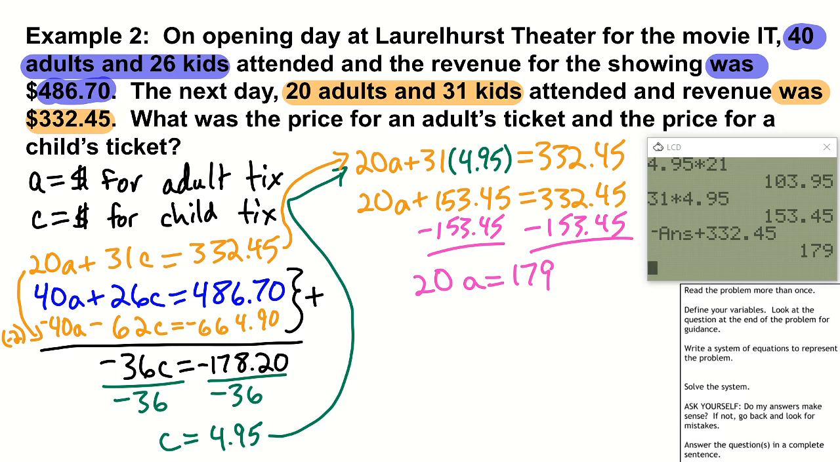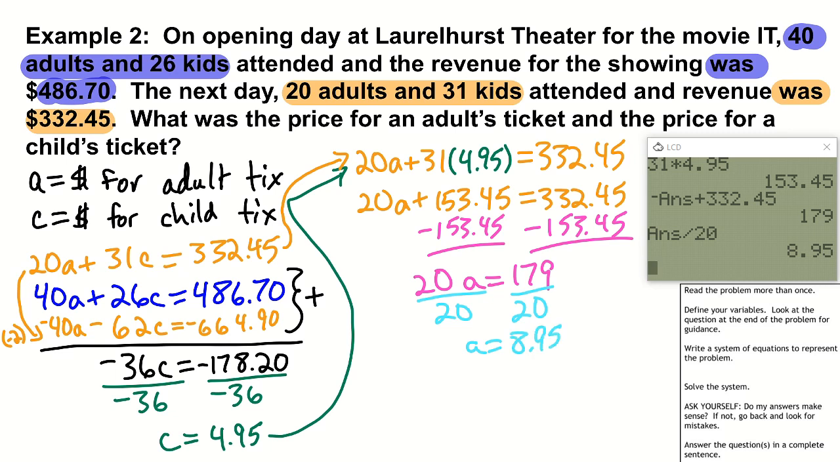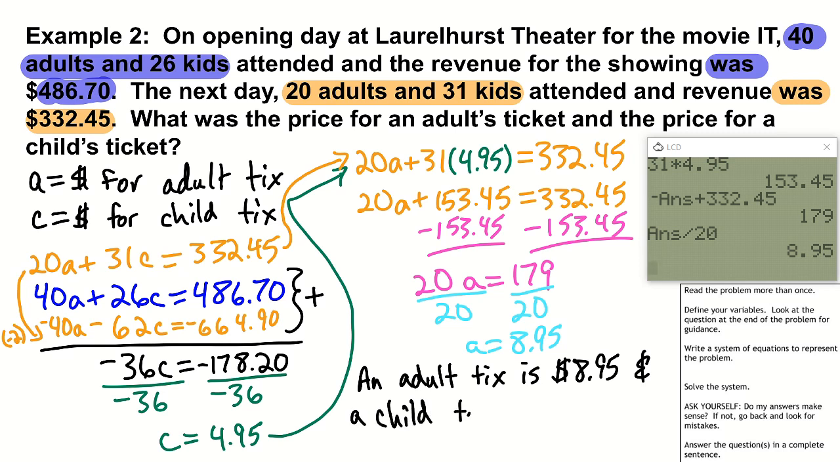Now we're going to divide by 20 to isolate our A value, and we will get A is equal to 895. So our solution then is that an adult ticket, I'm going to use shorthand for ticket there, is 895, and a child ticket is 495.